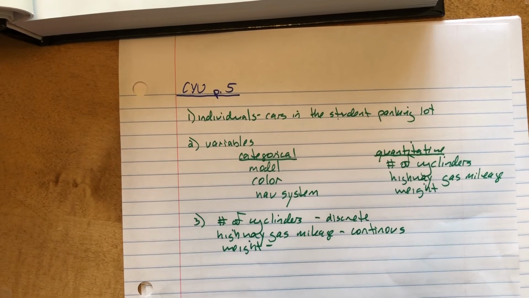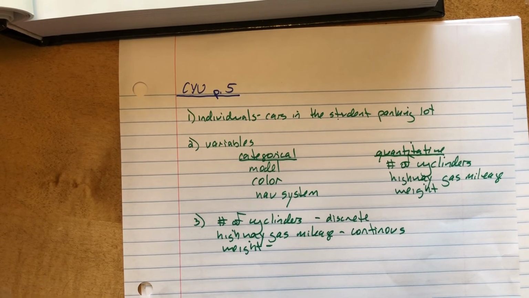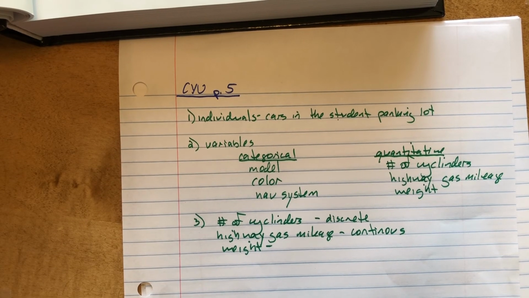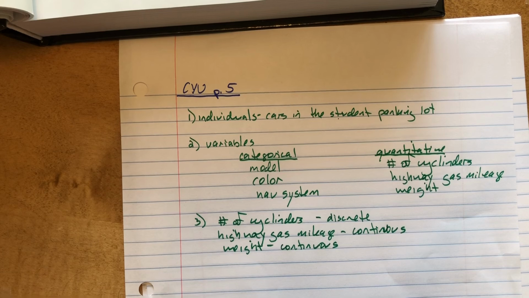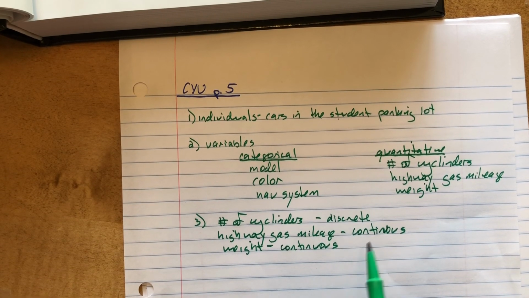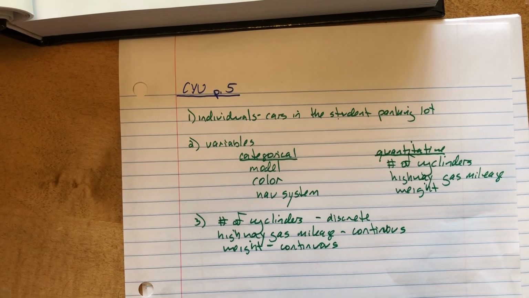And then weight. Will weight allow decimals? Sure, a car isn't going to be exactly 2,500 pounds. It's going to be 2,517.38 pounds. So this will also be continuous. Did I spell continuous right? I forgot the U. Because it allows for decimals. And we will see discrete and continuous, those different types of variables, all throughout the course.